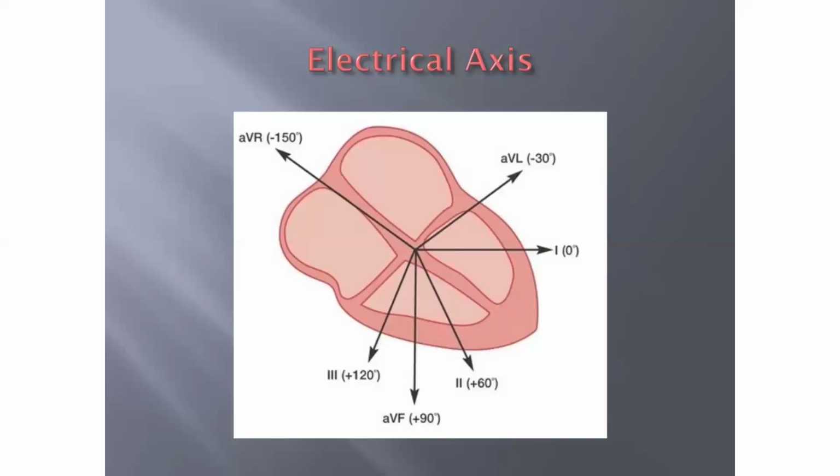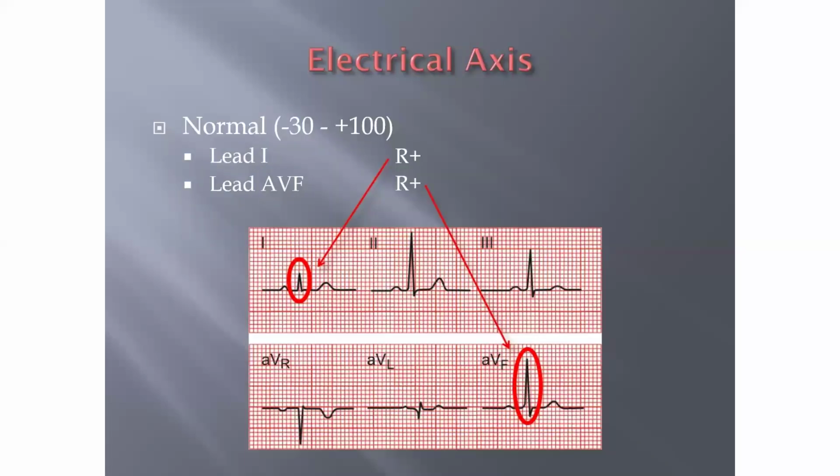A normal electrical cardiac axis is between -30 to +100 degrees. But that might become a tough one. The best way to know whether your patient has a normal cardiac axis, a right axis deviation, or a left axis deviation is to use the leads in the next slide, lead 1 and AVF, because lead 1 and AVF are at right angles.